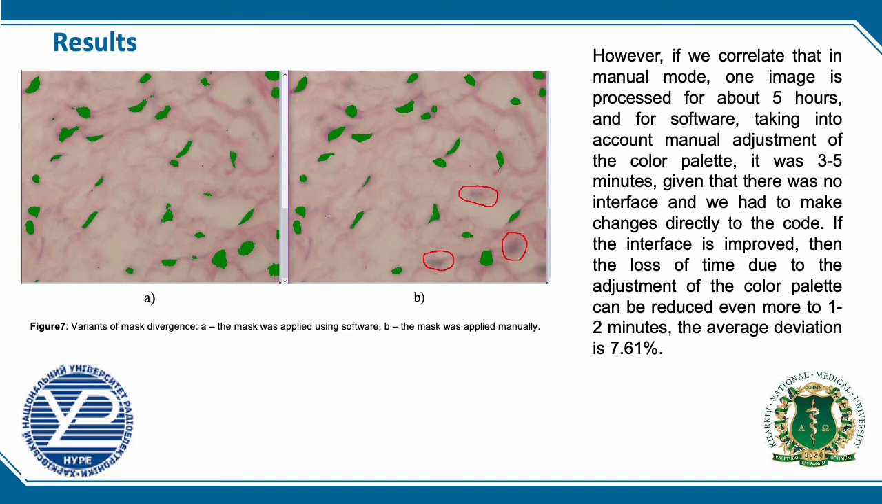And in figure 7 you can see different versions of mask divergence. With A, you can see a mask which was made using the software, and with B, the mask was applied manually. And you can see that some parts of cells were missed in the second image.